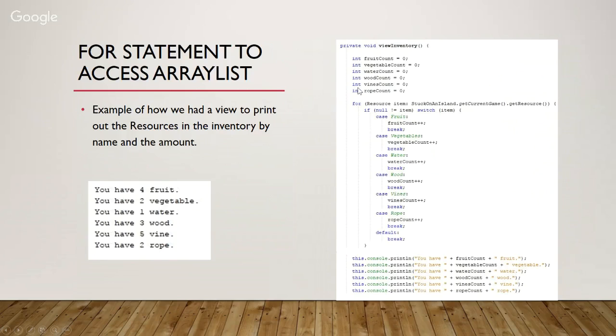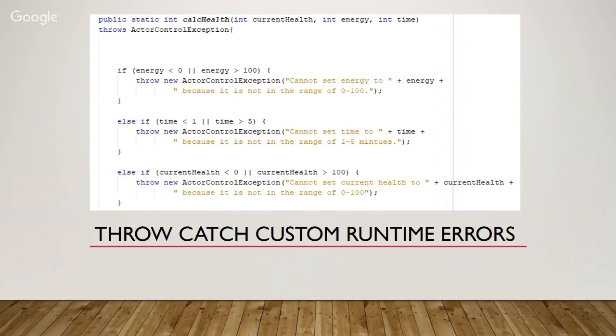So, sorry, after it's successfully gone through and counted everything, it's going to print. So it's going to print you have fruit count fruit. So you have 4 fruit, you have 2 vegetables. So that's an interesting way that we're able to do an individual assignment to show the for statement accessing the array list. So next, we're going to talk about how we throw and catch custom runtime errors.